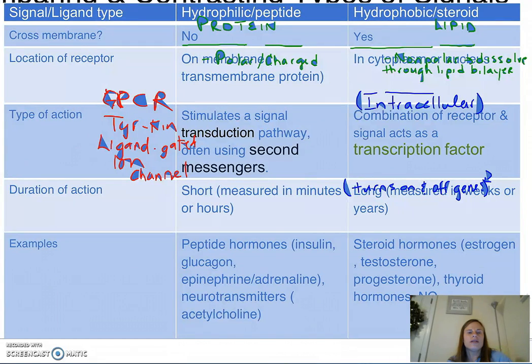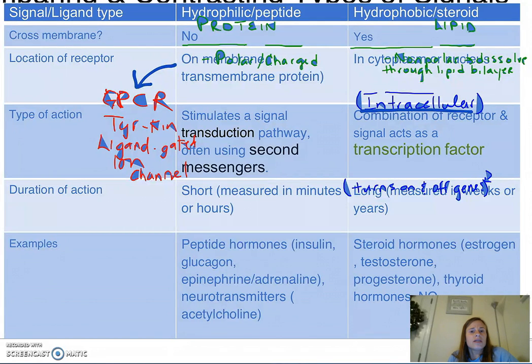So my hydrophilic signals or my hydrophilic ligands require a receptor that is found on the membrane. In other words, they require transmembrane proteins, such as my G protein coupled receptor, my tyrosine kinase receptor, or my ligand-gated ion channels. Whereas my hydrophobic signals, their receptors are intracellular, meaning that their protein receptors are found in the cytoplasm of the cell.